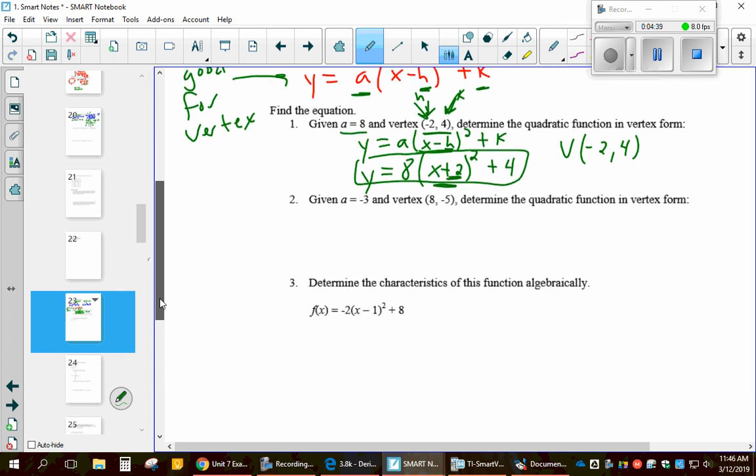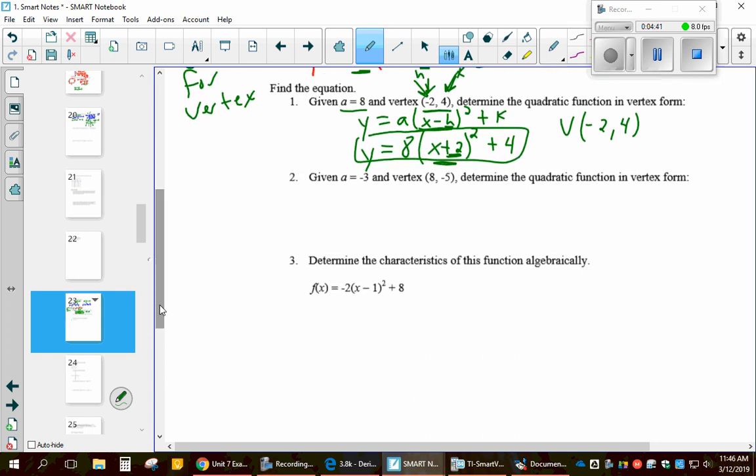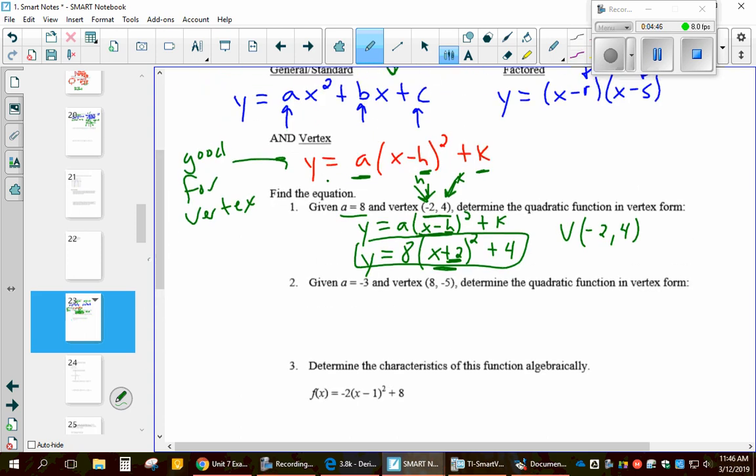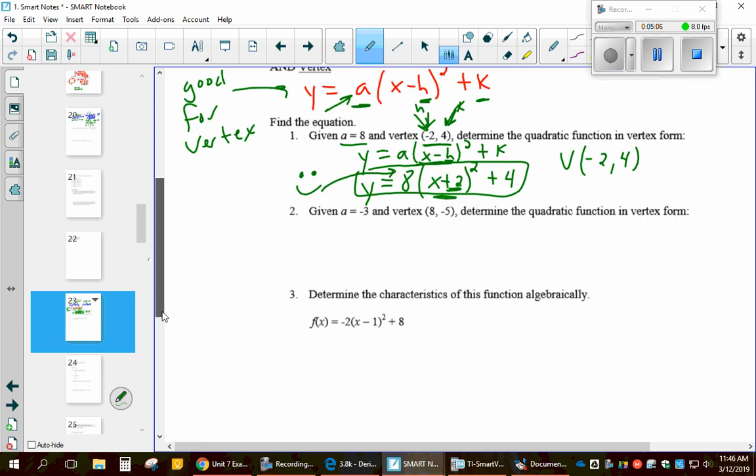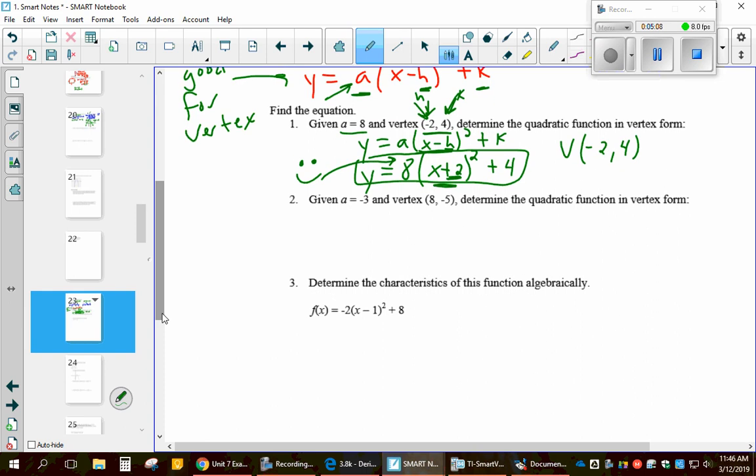Okay. Oh, by the way, your a value on this one, we talked about this in the last one. Your a value is still going to determine whether it opens up or opens down. So this one being +8 on this question, would that open up or would that open down? It would open up. It's a happy face, right? So it follows the same thing as the other ones do. Okay, so then number 2 would be very similar. I'll let you guys fill that one in because it's very similar.